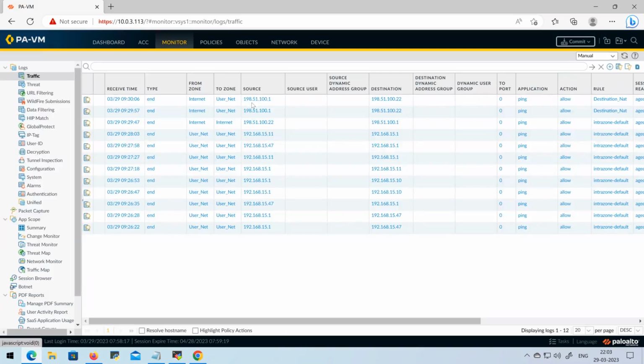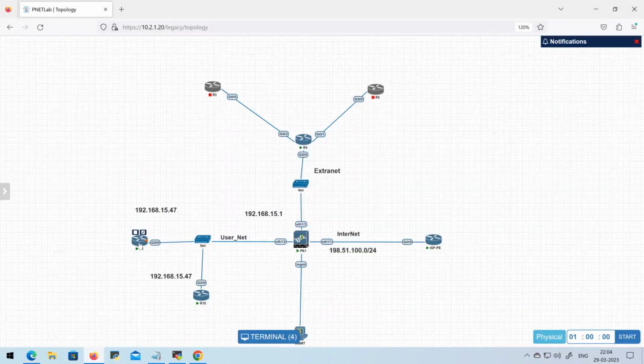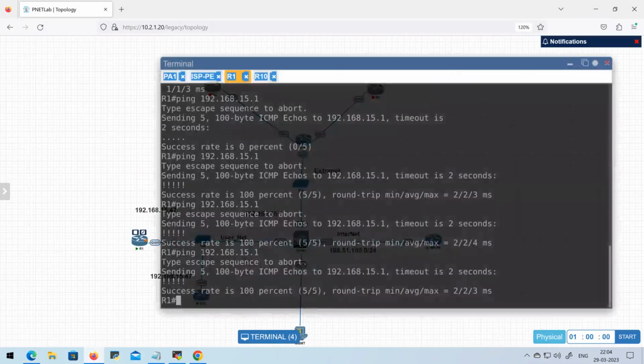The source 198.51.100.1 belongs to internet. How come the destination 198.51.100.22 belongs to usernet? It will not, right? It belongs to the same subnet. But still my firewall is saying that the traffic is going to usernet because it is getting natted, and with the zone lookup it understands that after translation the IP address belongs to my router. We can understand this further by making a capture on the end host, or I can simply debug.